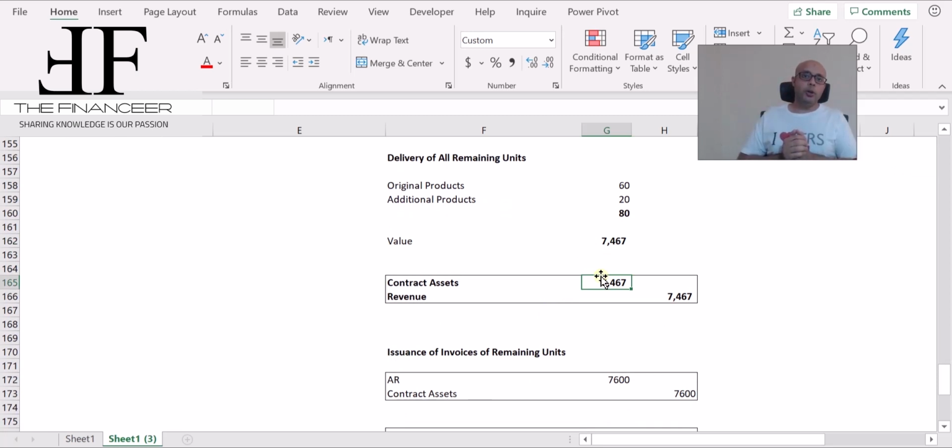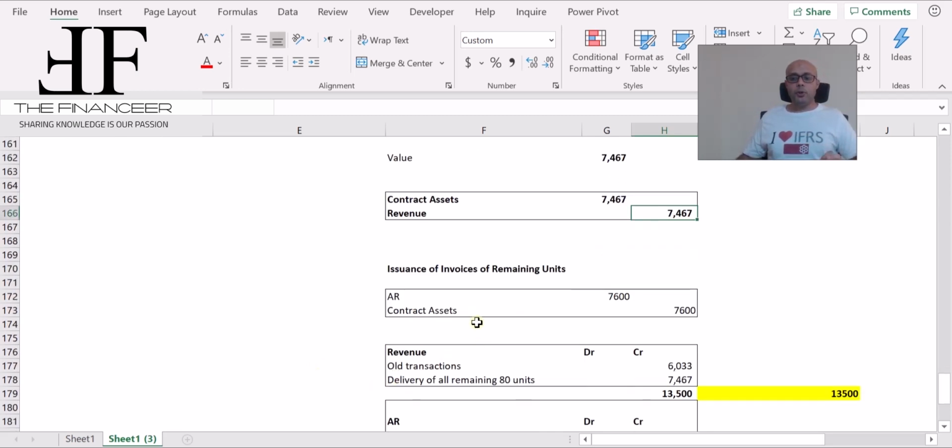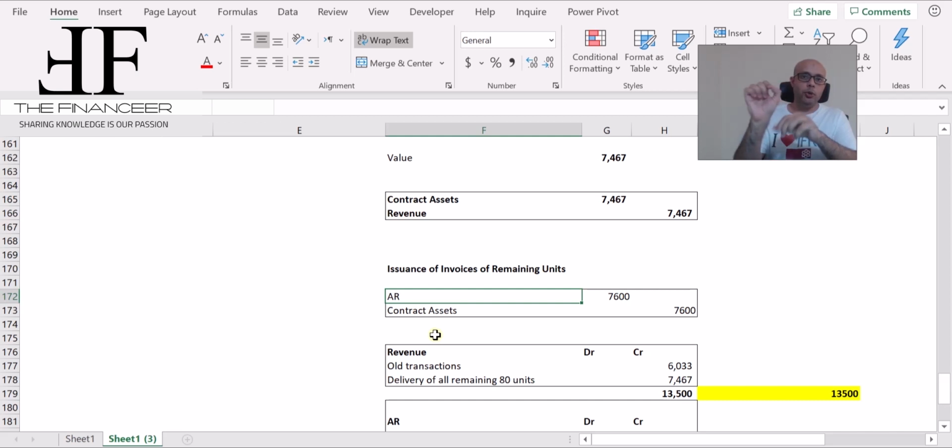Again, you are going to use the contract assets with the same value and the credit revenue. Why you are going to use the contract asset? Because I didn't issue the invoice. So as long as you didn't issue the invoice, you need to recognize or you use contract assets account. And assume that you are going to issue the invoice. Always issuing the invoice, you have to use account receivables account. So you are going to say debit account receivables account.